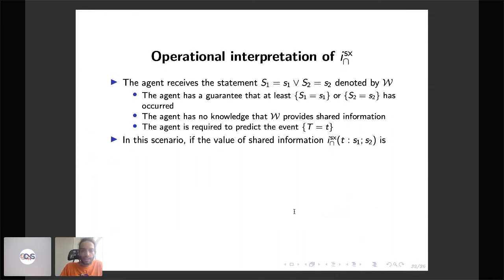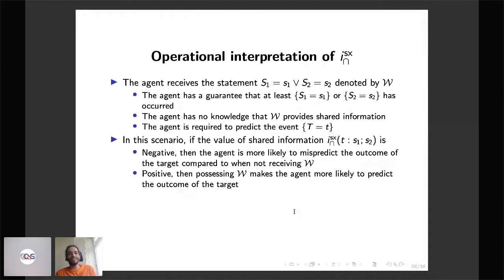In this scenario, if the value of shared information is negative, then the agent is more likely to mispredict the outcome of the target. So the statement that we gave it, that either S1 has happened or S2 has happened, as we see in the AND example, the agent would be reluctant to say whether the target would be 0 or 1. And if it's positive, then the statement was very valuable, and the agent is more likely to predict correctly.